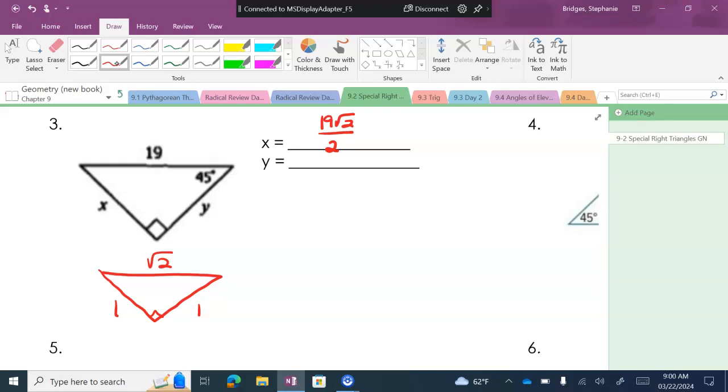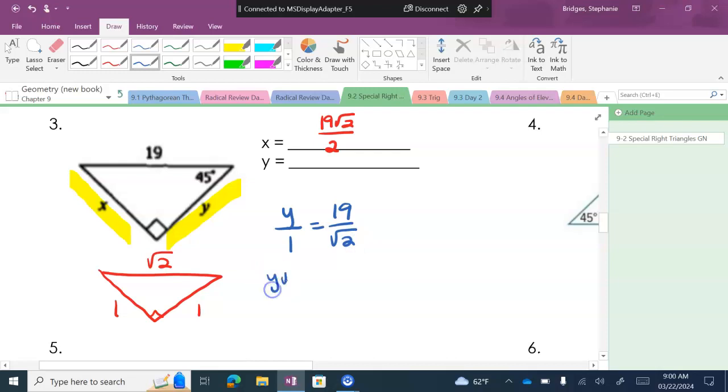Anybody want to take a guess at what y is? 19 square roots of 2 over 2. Yeah, it's the same thing as x, right? Does everybody see that? These are my two legs, so those are always going to be congruent. However, if I don't see it, I can set up my proportion. y is in the same place as 1. 19 is in the same place as the square root of 2. And just like we did before, we cross multiply.